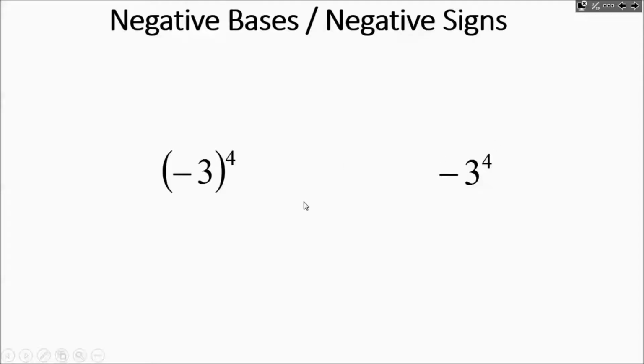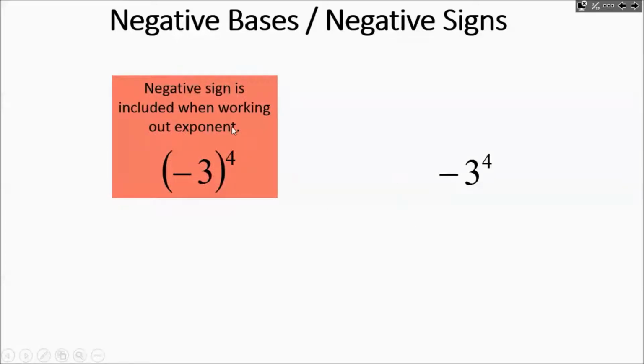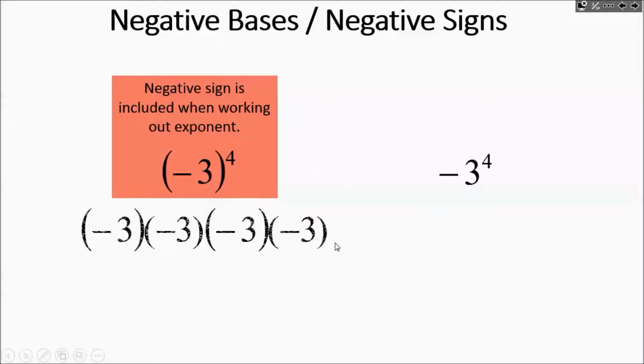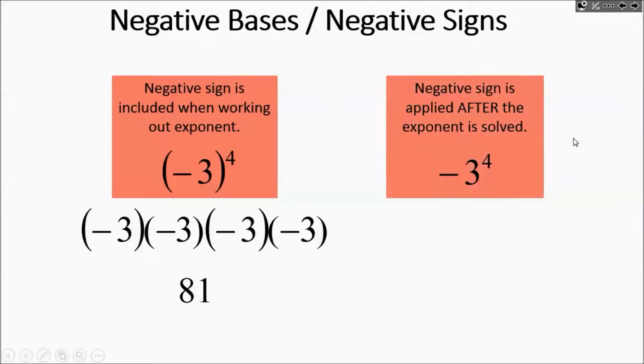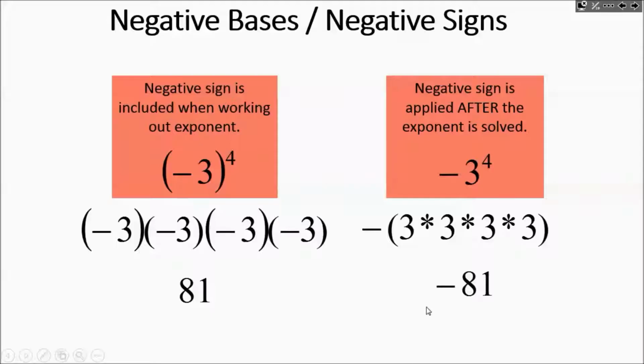Well, let's look at this left one here. The negative's included. How many negative signs will be involved? Well, the exponent's 4. That means there's going to be 4 negatives. That's an even amount of negative signs being multiplied. That means the answer is going to be a positive 81. Over here, the negative gets applied afterwards. So you're going to do your 3 to the 4th, and then you're going to get an 81 and stick a negative sign in front of it.